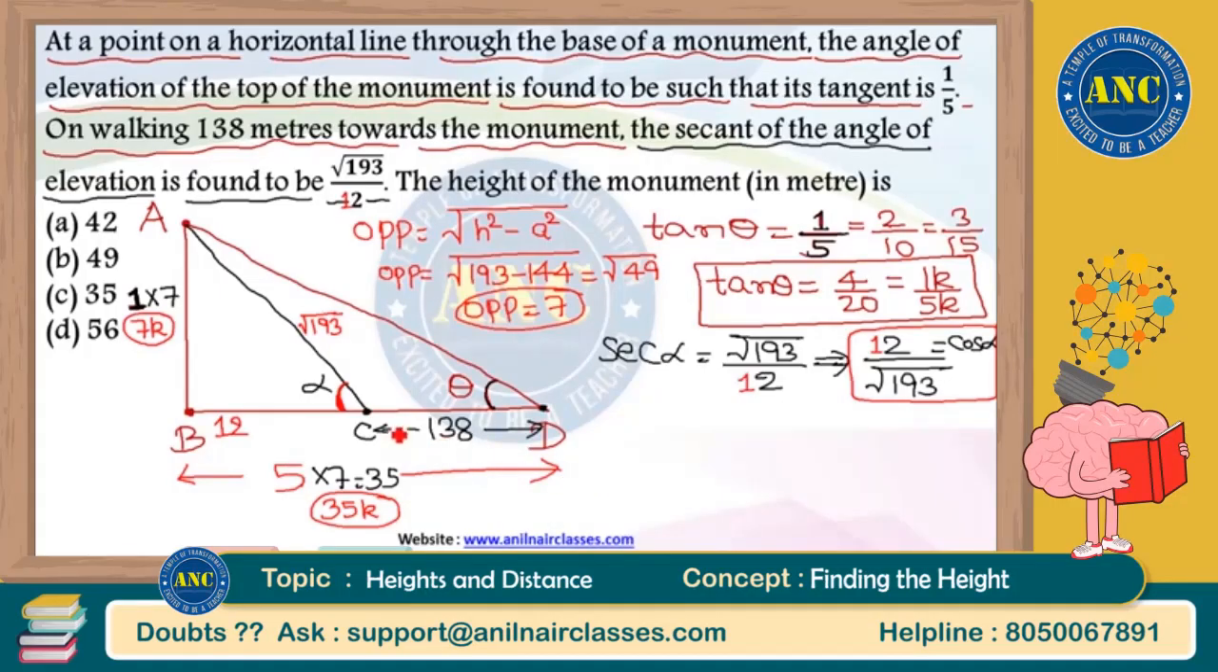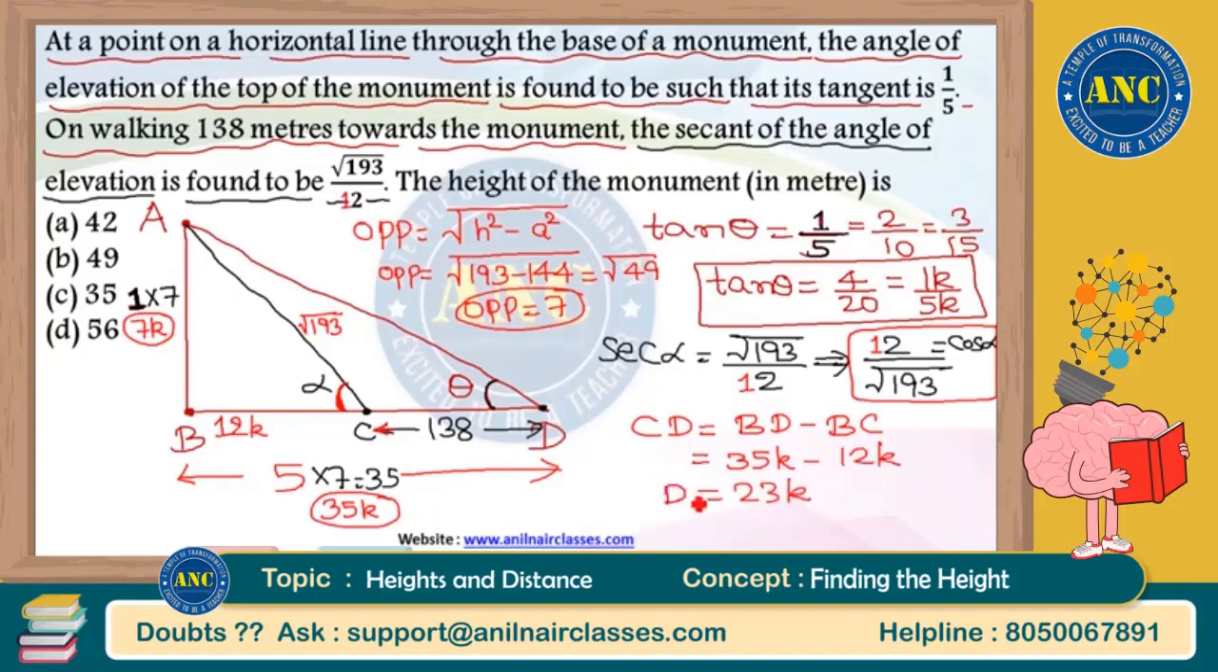That means this CD, which is given as 138 in the question, this also is nothing but 12k in fact, right? This also is 12k. That means the CD value is nothing but the total BD value minus the BC value. The entire BD value is 35k. The BC value is 12k. That means CD is 23k.